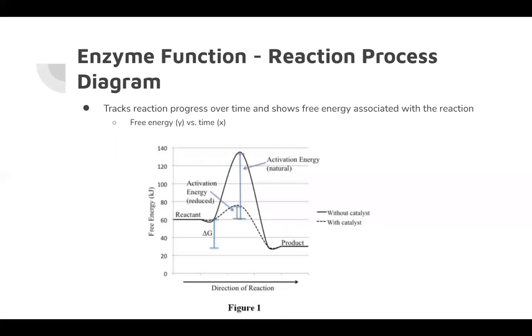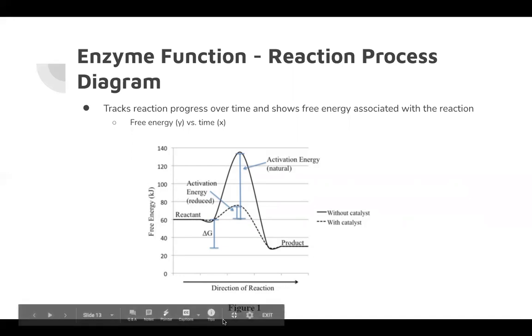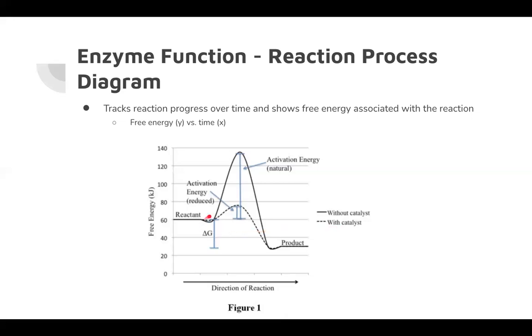And here I just have a diagram of a basic enzyme reaction scheme. It shows the time on the x-axis and free energy on the y-axis, and it shows the reaction progress over time. You can see that an enzyme is a catalyst. Without a catalyst, it takes a lot longer for the reaction to reach the transition state. Whereas with the catalyst, with the enzyme, it doesn't take as long to reach this point, which is the transition state.